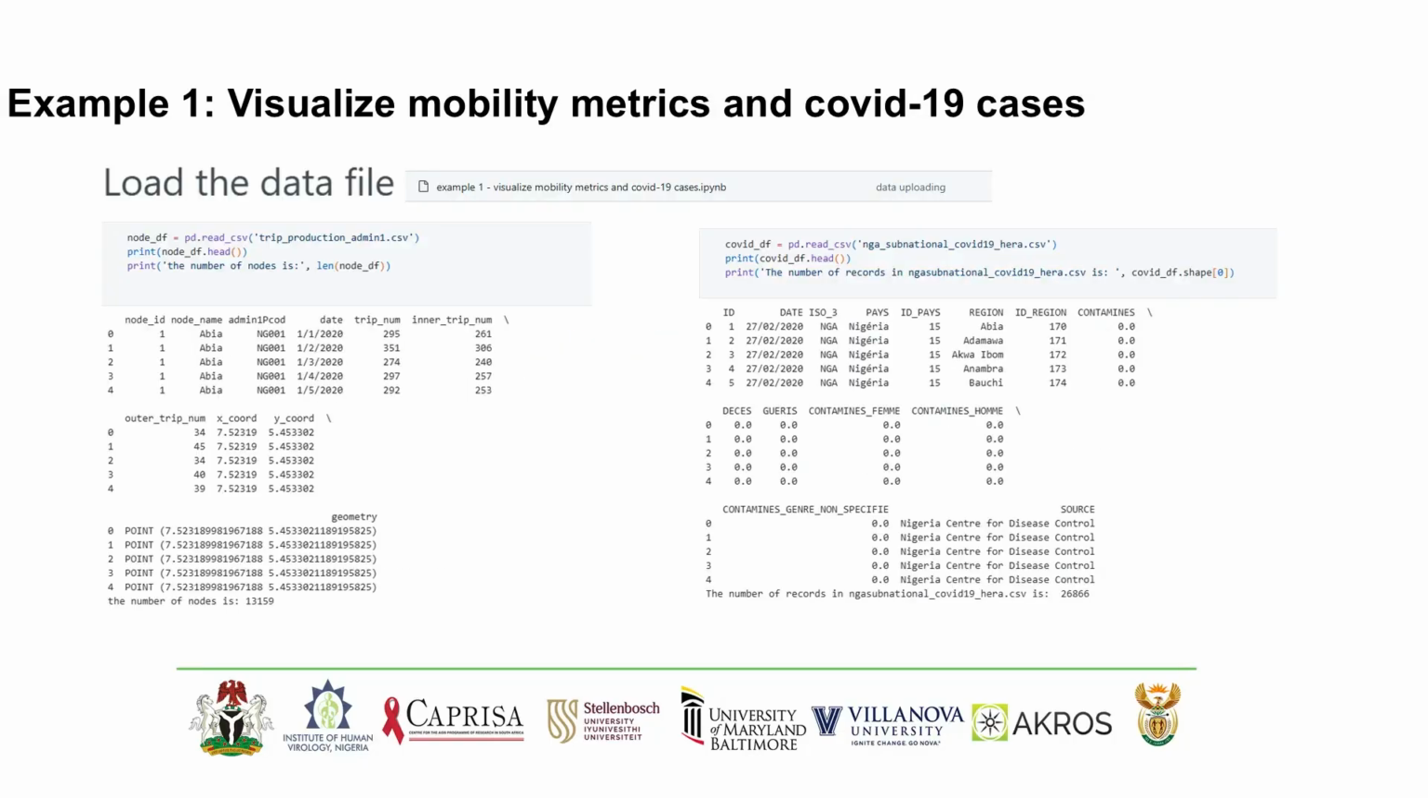Here we load both datasets, one for trip production and one for COVID-19 cases. You can see a preview of the data frames on the screen. The trip dataset includes fields like trip num, inner trip num, and coordinates, while the COVID dataset includes daily confirmed cases by region. These two datasets will be merged on their common columns, typically the date and state name.